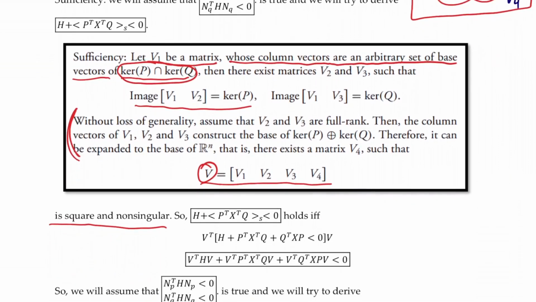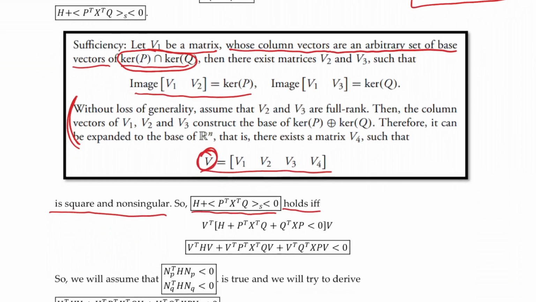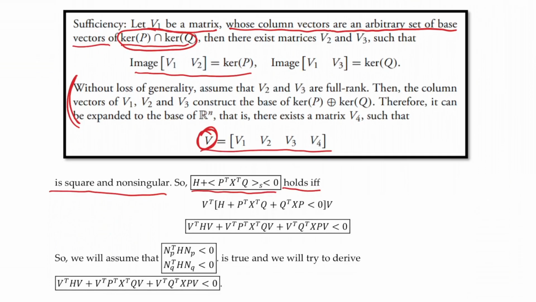So that's why it is square and non-singular. Right. And so this expression holds if and only if, right? Since this V matrix is square and non-singular, we can just pre and post multiply it, transform it by using this V matrix. Okay, this is the term that we have.